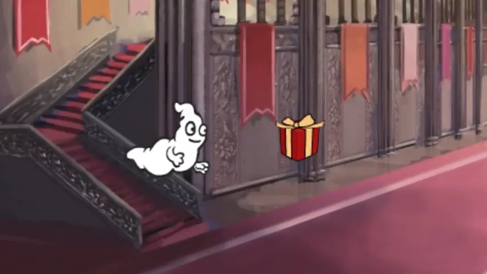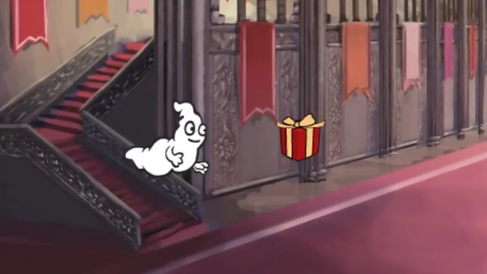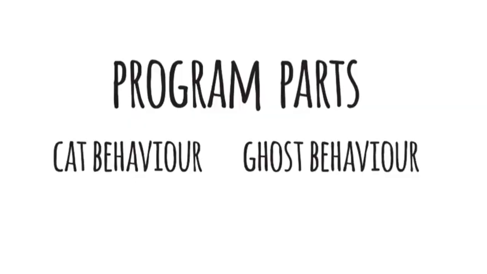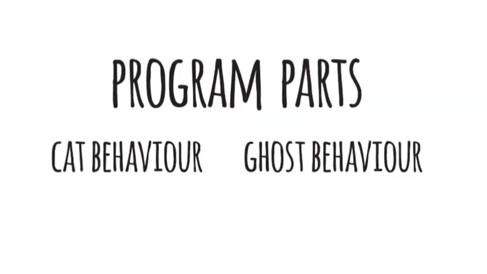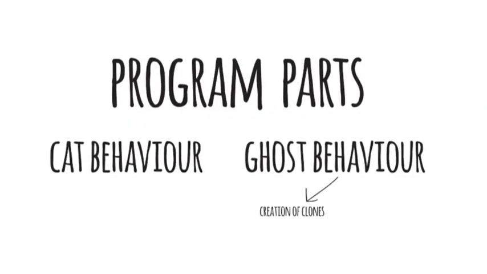So let's first design our game interface. We have two sprites, a ghost and a box, and the backdrop of our stage shows a room in a castle. Now let's design the code for our game. We need to program the behavior of the ghost and the box. We'll decompose the ghost behavior into two parts, the creation of clones and the movement until they're caught by the box.